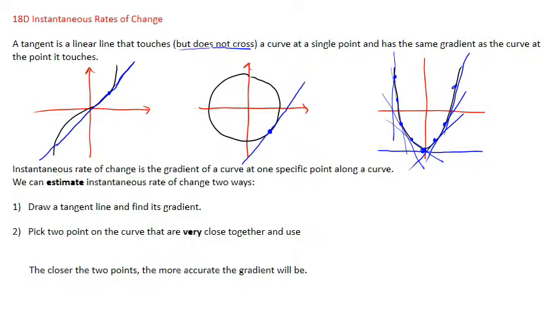The other way, which is my personal fave, is you just pick 2 points on the curve that are really, really close to each other. So maybe like 0.1 away from each other or 0.05 away from each other. Very, very close. And then just use y2 minus y1 over x2 minus x1. So the closer the 2 points are, the more accurate you'll get.